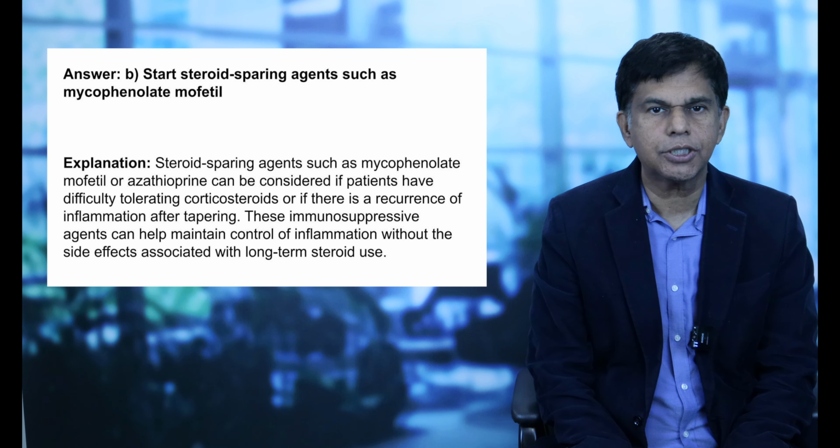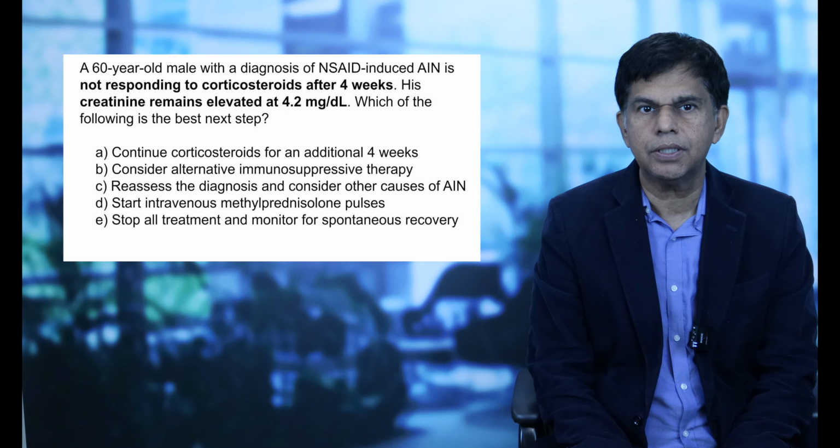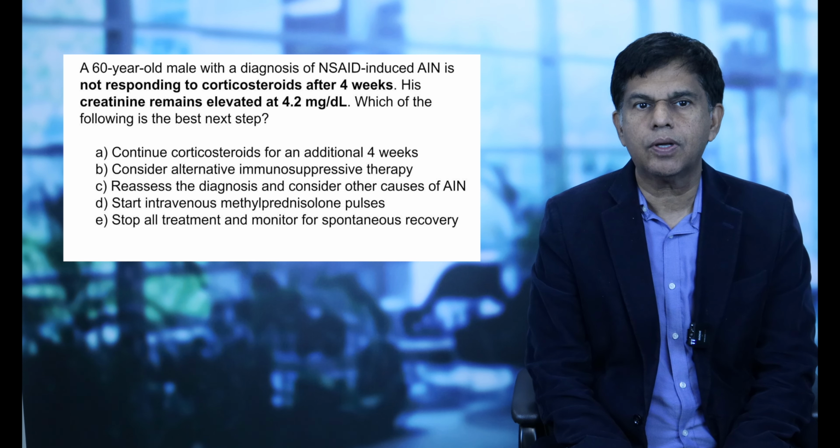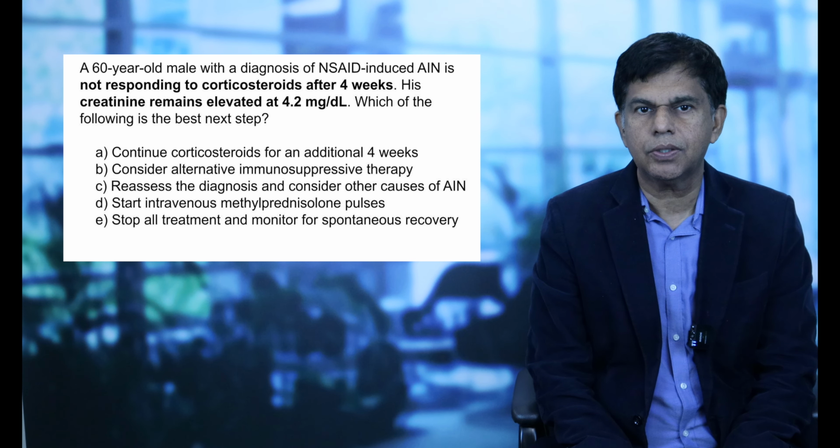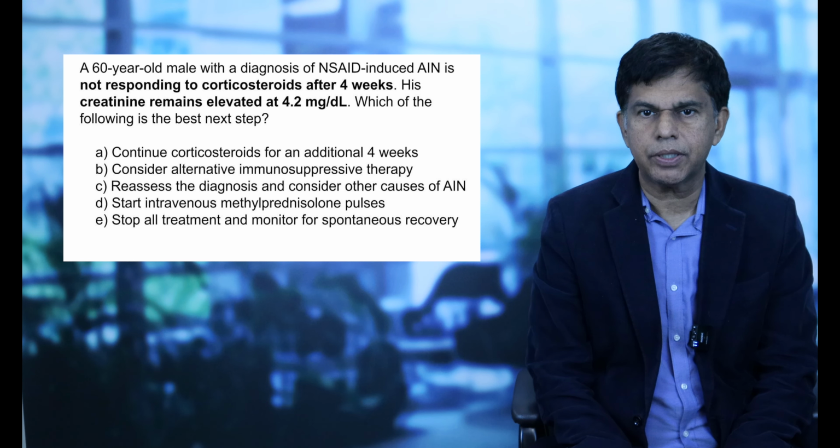Now, another question. A 60-year-old male diagnosed with NSAID-induced AIN, not responding to corticosteroid after 4 weeks, creatinine remained elevated at 4.2. Which of the following is the next best step? Continue corticosteroid for 4 weeks. Consider alternative immunosuppressive therapy. Reassess the diagnosis and consider other causes of AIN. Start intravenous methylprednisolone pulses. Stop all treatment and monitor for spontaneous recovery.